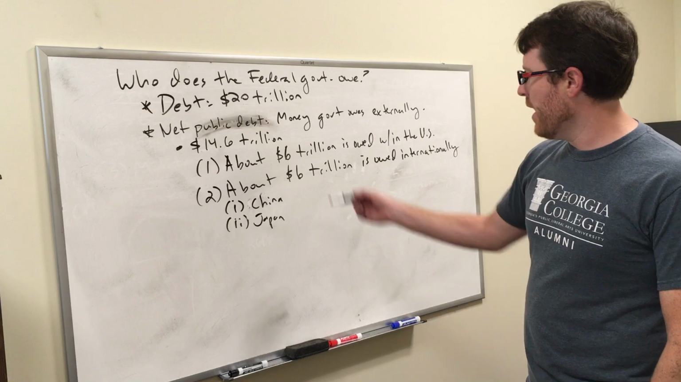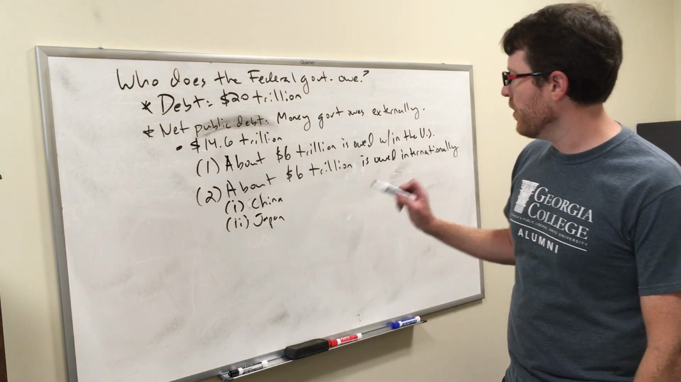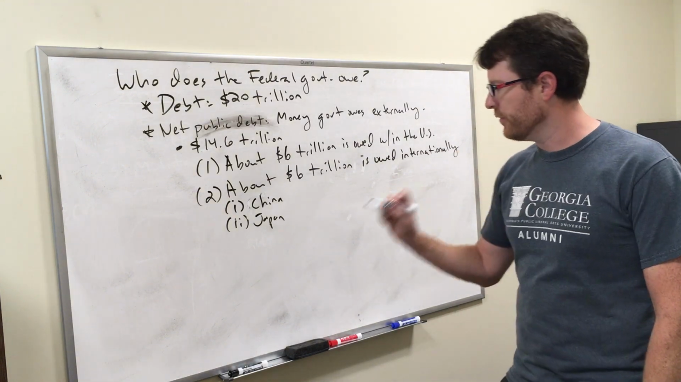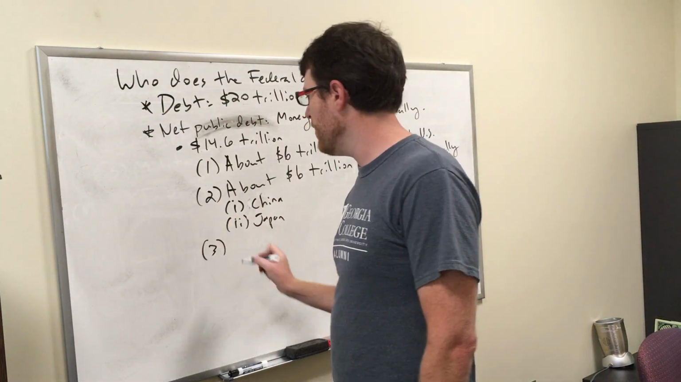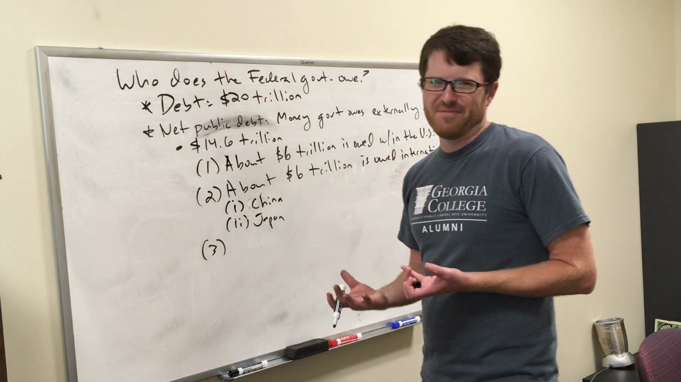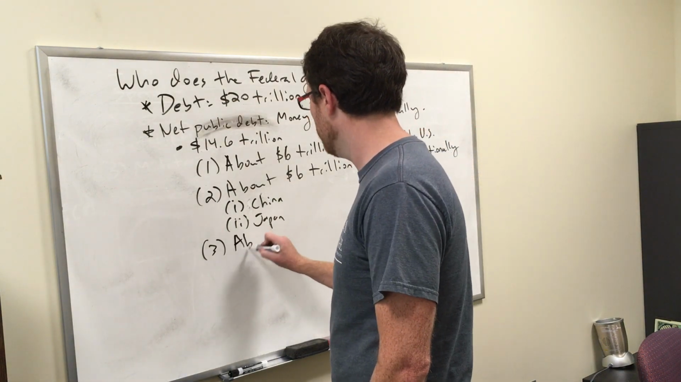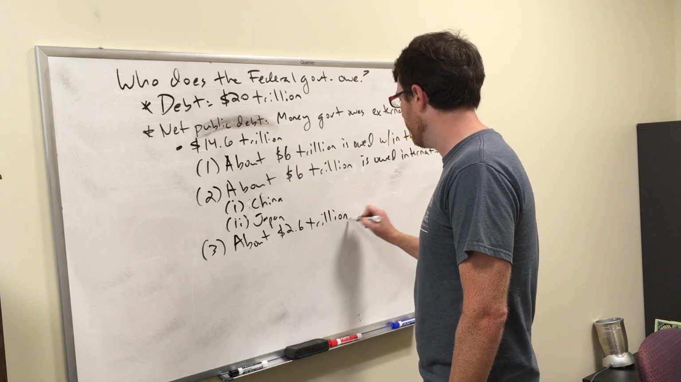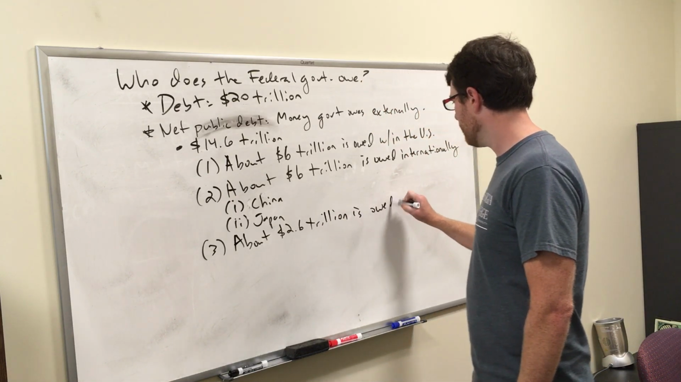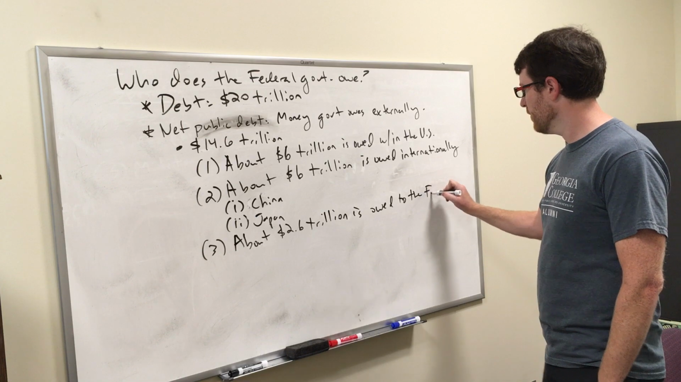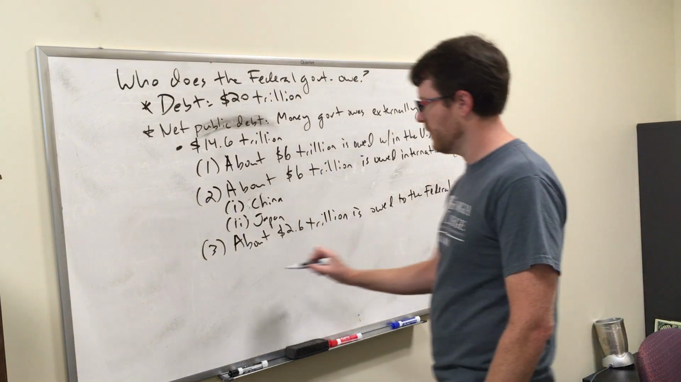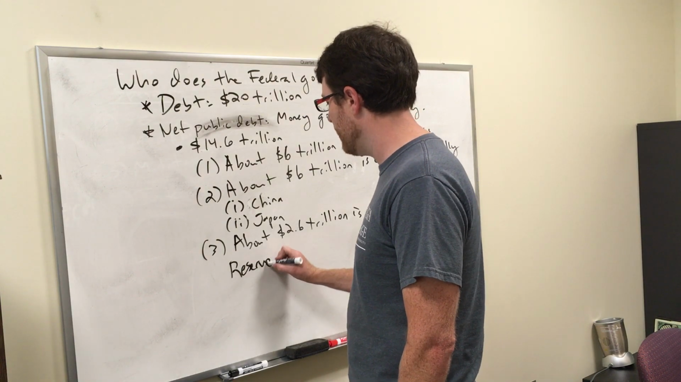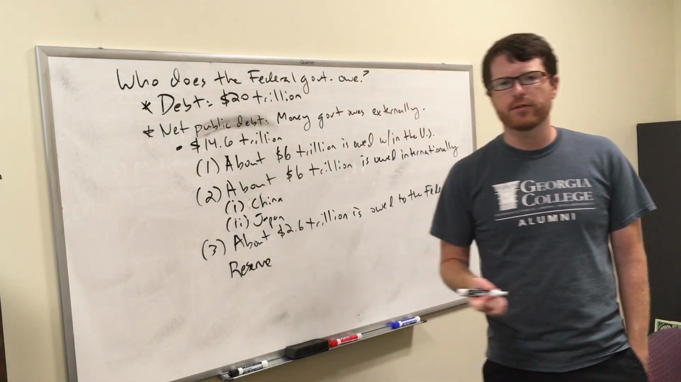All right, so about $6 trillion is owed within the U.S. to private citizens, okay? About $6 trillion is owed internationally, and then there's a third category. This is in the U.S. too, but it's different. Okay, about $2.6 trillion is owed to the Federal Reserve. Remember, the Federal Reserve is the agency that prints money and helps determine interest rates and that sort of thing.